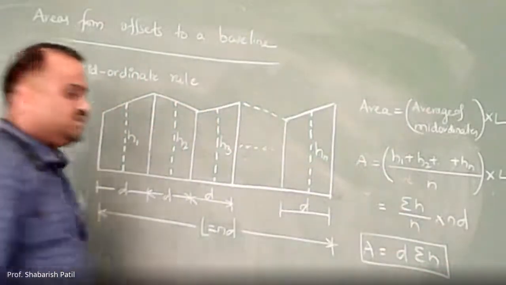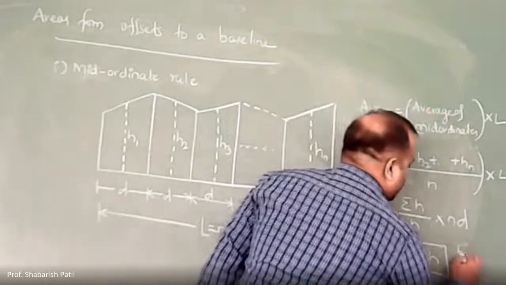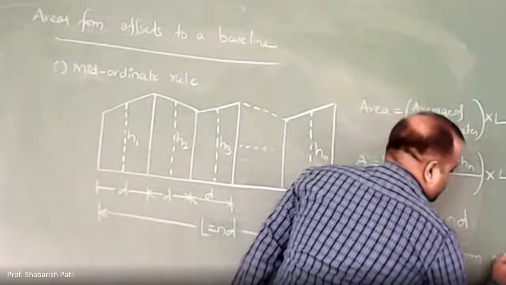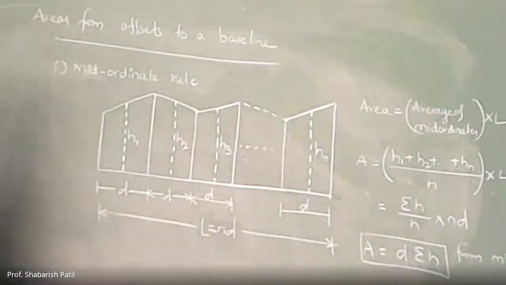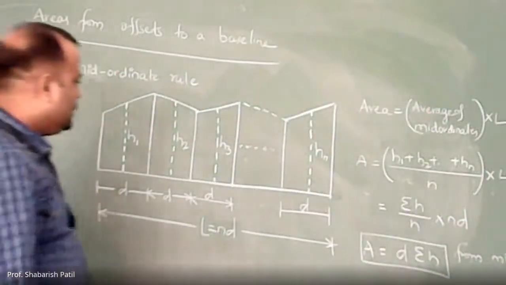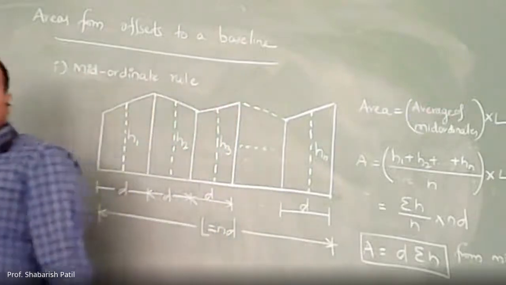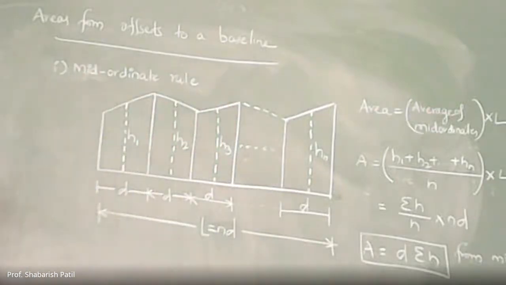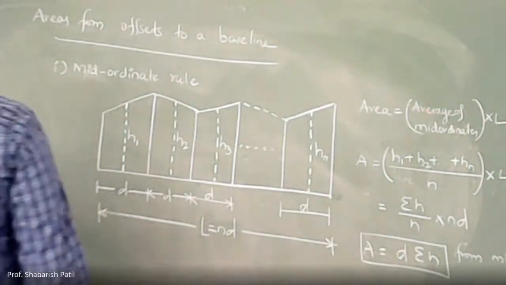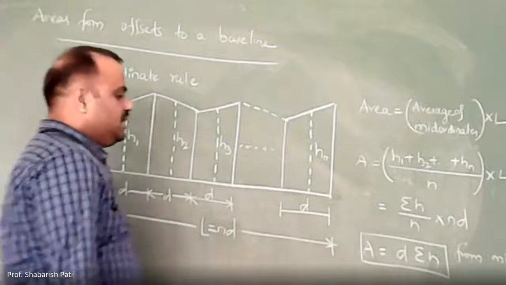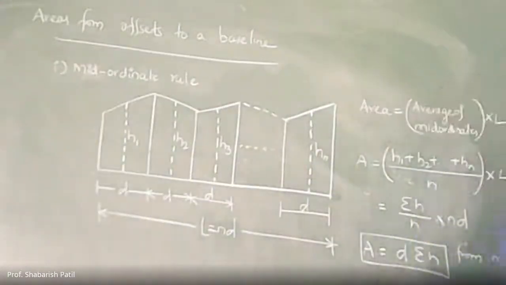This is the formula for the area from mid-ordinates rule. So please keep this equation in a box. Area from mid-ordinates rule is equals to d into sum of h. D into sum of h will give you the area from the mid-ordinates rule.